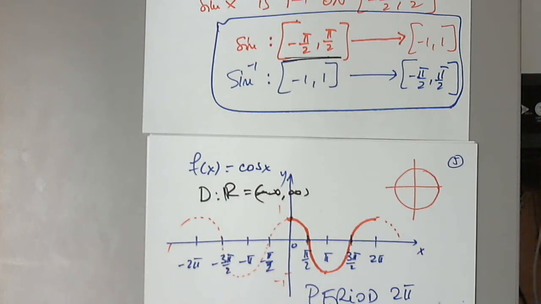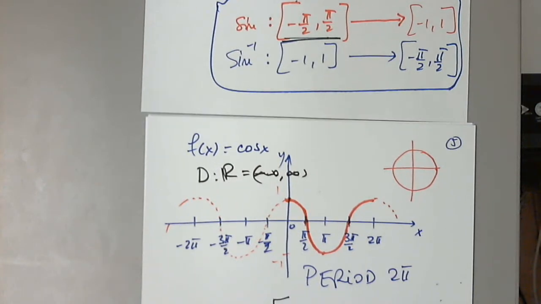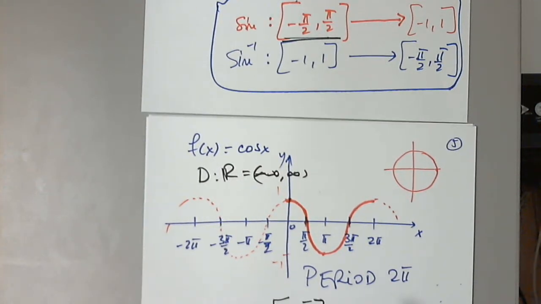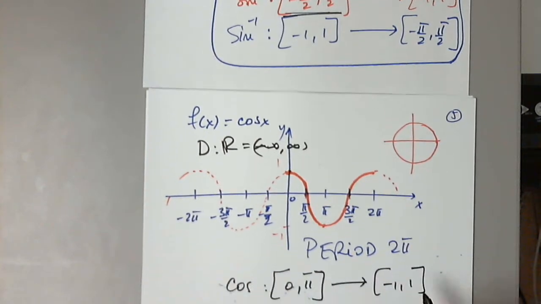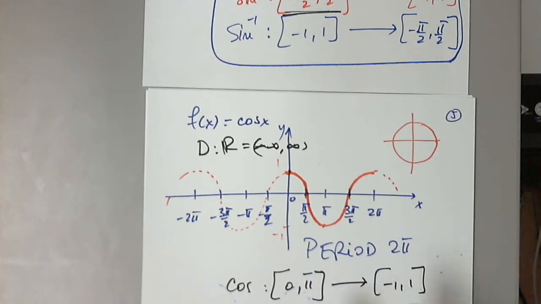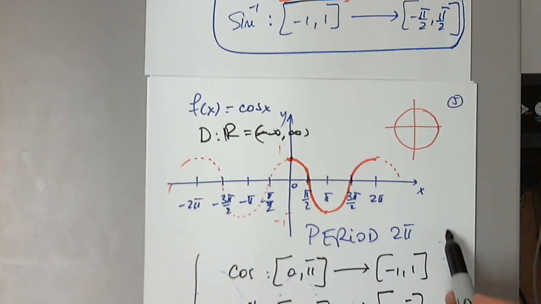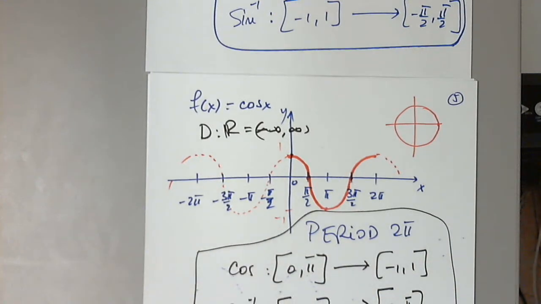So cosine is defined between 0 and pi, taking its values between -1 and 1, and the inverse function will be reversed, of course, -1 to 1, and the answer is 0 to pi. So every time we talk about the inverse function, we have to look at that.